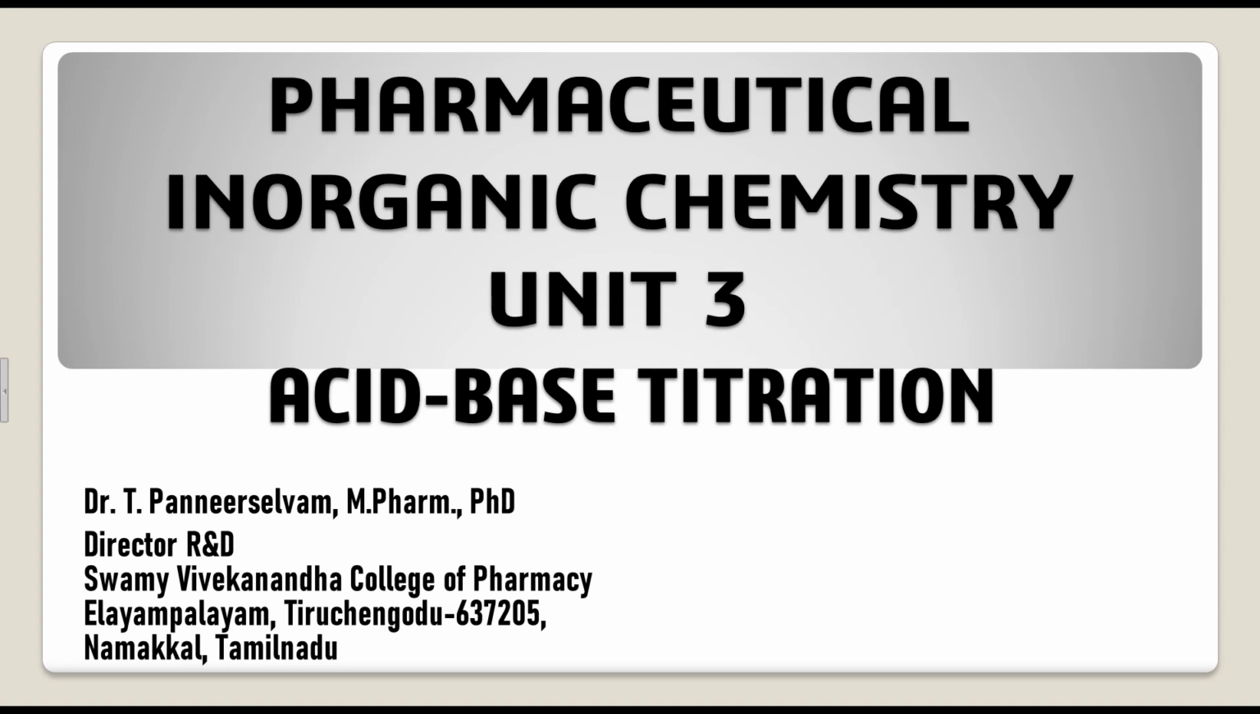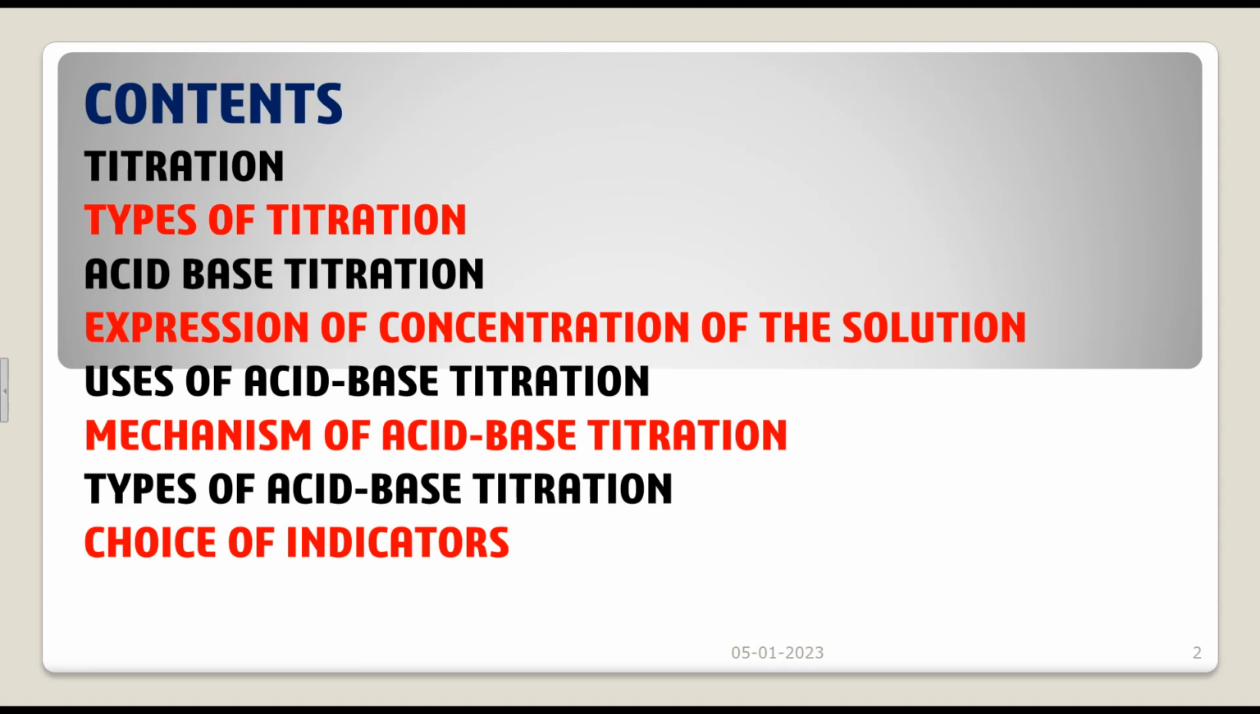In this video, we are going to see about pharmaceutical inorganic chemistry unit number 3, that is acid base titration. Under this unit, we are going to cover the following contents: what do you mean by titration and types of titration, in that what is acid base titration, then expression of concentration of the solution, uses of acid base titration, what is the mechanism behind this acid base titration, what are the types in the acid base titration, and finally what is the choice of indicators. These are all the contents we are going to see one by one.